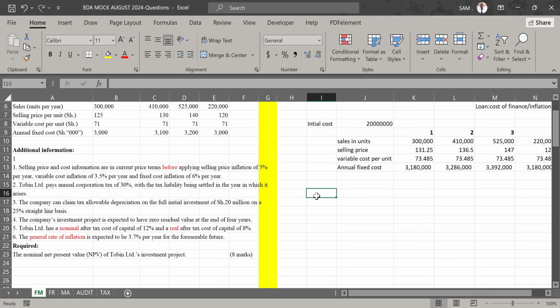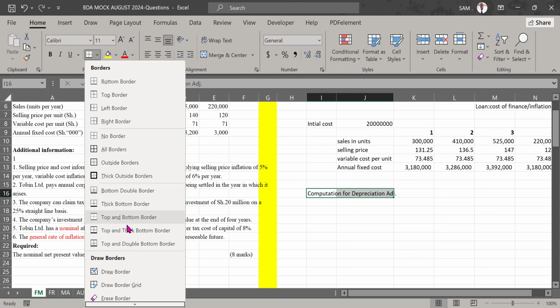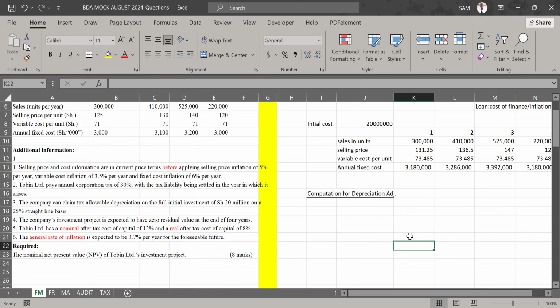So I just want us to bring some computations of depreciation here. Computation for depreciation adjustment. So let us see, how do we compute and what effect will this depreciation have on our investment? And here I want to employ a direct approach of handling this depreciation, the way depreciation is going to affect our cash flows. Given note number 3, we've been told the company can claim tax allowable depreciation.